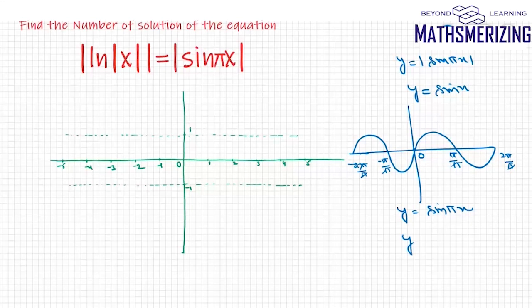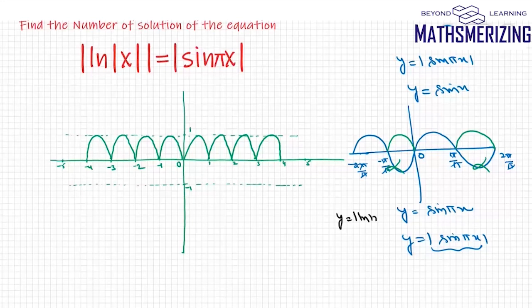And then finally, I'll take the transformation of mod sine pi x. So transformation of mod fx is reflection of down on up, and then erase the graph from third and fourth quadrant. So I'll draw this graph.